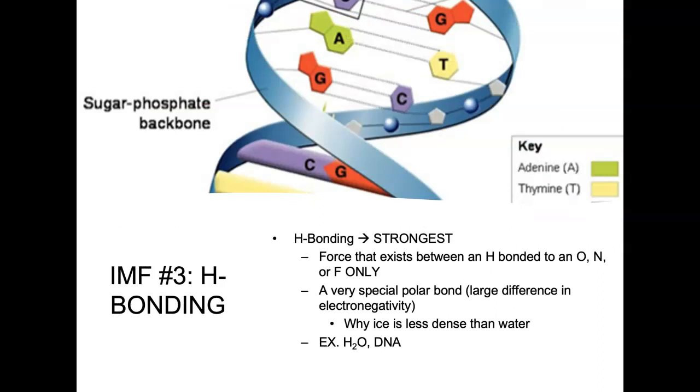All right, the next intermolecular force you need to know is hydrogen bonding.